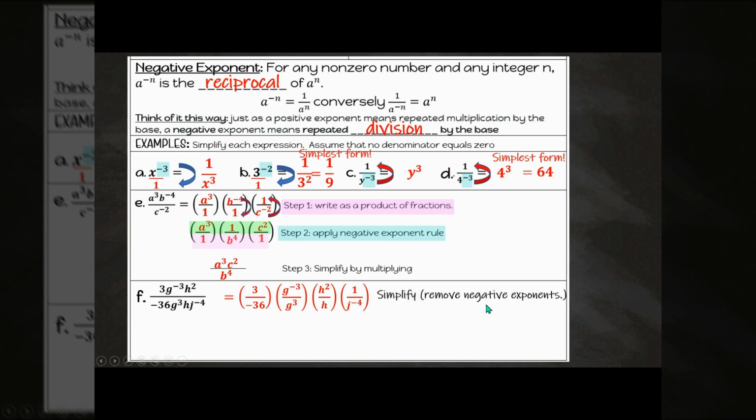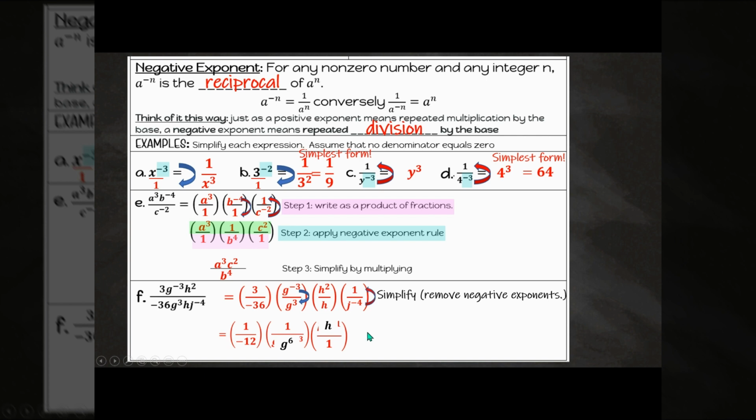I have to simplify and remove all negative exponents. So I have 1 over negative 12. I can leave that negative there because it's a coefficient. I had to bring the negative 3 to the denominator, and then I can add those two together. h to the power of 2 over h to the power of 1. So I'm going to subtract, and I'm just going to get h.